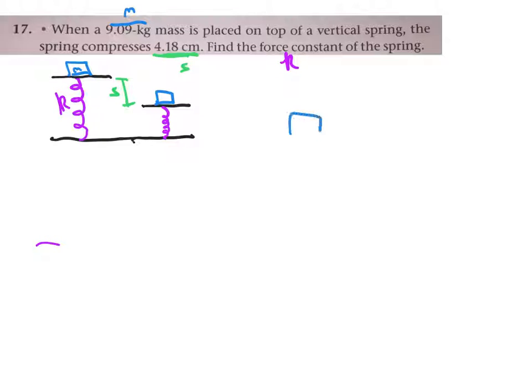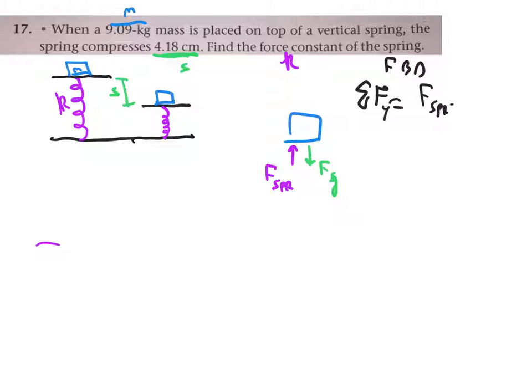So let's look at what's going on with the mass itself. There's certainly gravity pulling it down, F sub g. And now there is essentially the normal from the platform, which is the same as the spring force pushing up. And from the free body diagram, we get that the sum of the forces is the spring force minus the weight. And then from Newton's second law, we have the sum of the forces is the mass times the acceleration, which is 0. Again, the assumption here is that this has come to rest to support it.